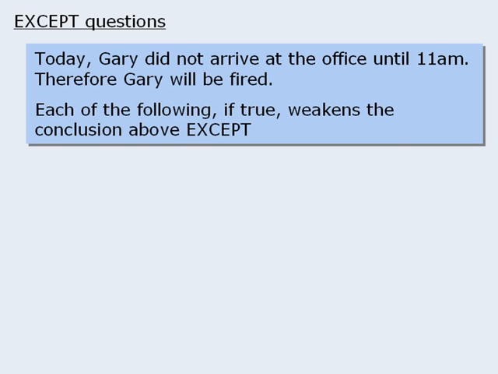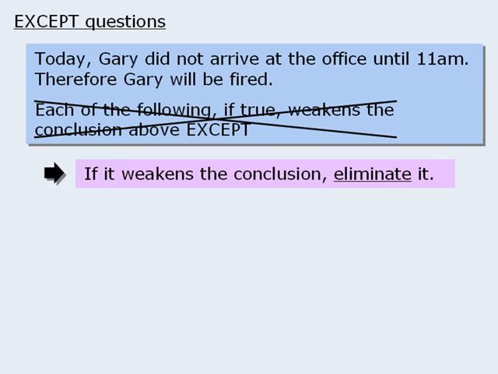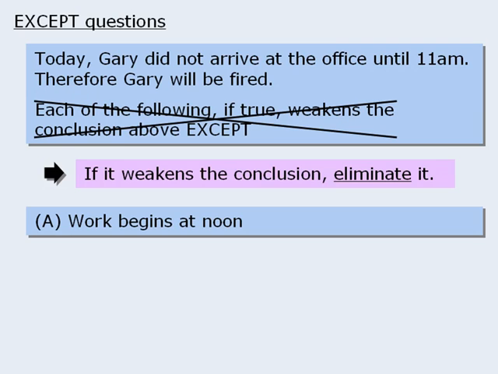Here we'll take the negative question stem and rewrite it as, if it weakens the conclusion, eliminate it. Now that we have a positive, proactive direction to follow, it's time to check the answer choices. Answer choice A, work begins at noon. Does this weaken the conclusion? Yes, it does, so eliminate it.